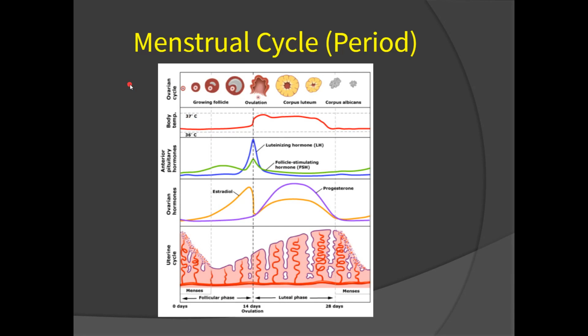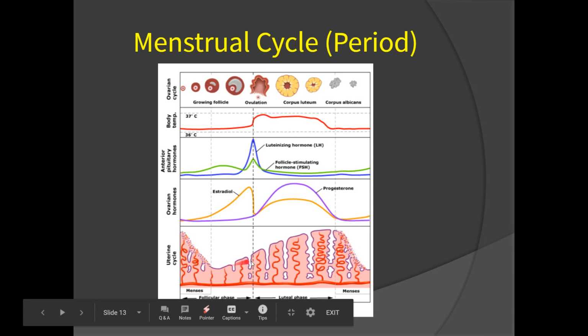This is just a visual representation of changes that occur during the menstrual cycle in relation to the egg, okay, or the body temperature, different hormones, luteinizing hormone, follicle-stimulating hormone, progesterone, and then of course the follicular phase and luteal phase, which we're going to talk about now.